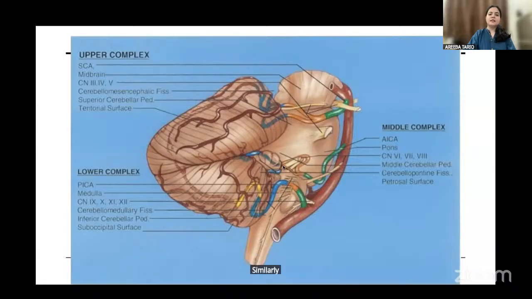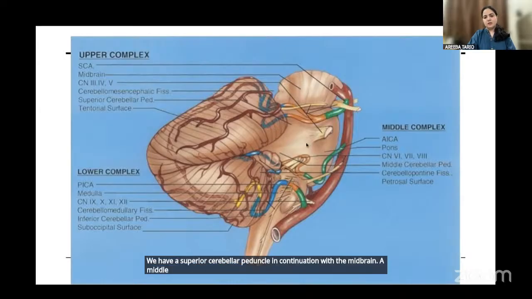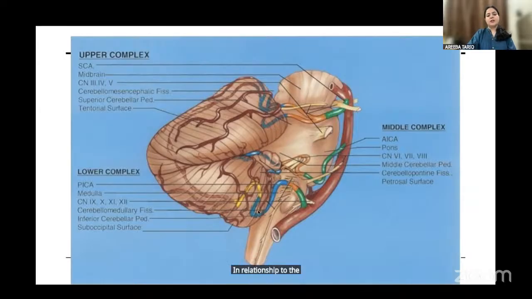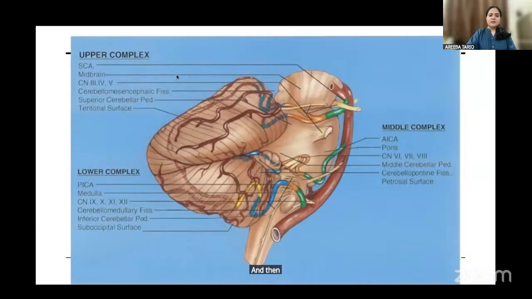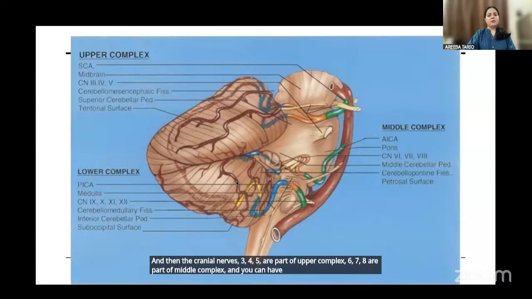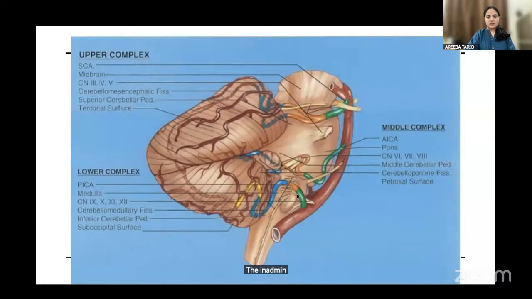Similarly, we have 3 cerebellar peduncles that join the cerebellum to these parts of the brainstem. We have a superior cerebellar peduncle in continuation with the midbrain, a middle cerebellar peduncle in relationship to the pons, and an inferior cerebellar peduncle in relationship to the medulla oblongata. Cranial nerves 3, 4, 5 are part of the upper complex, 6, 7, 8 are part of the middle complex, and cranial nerves 9, 10, 11, 12 are part of the lower complex. If we divide the anatomy into these 3 parts, it's very easy to understand and learn.